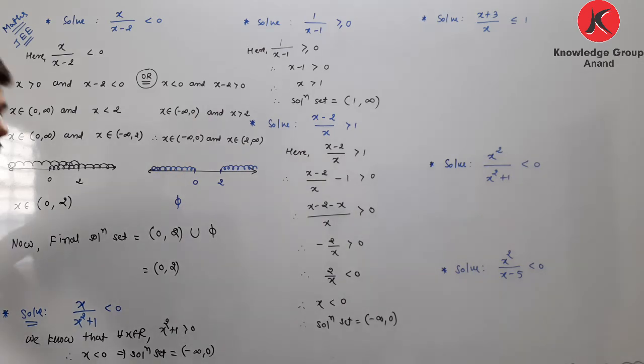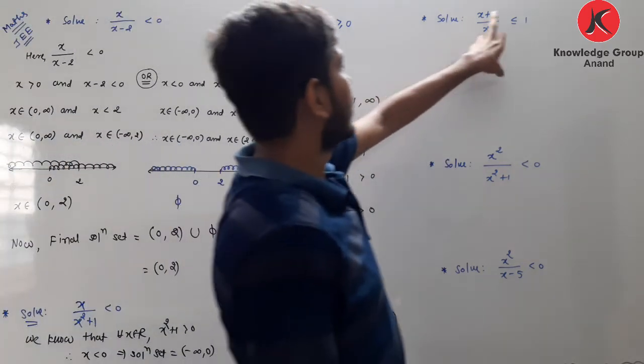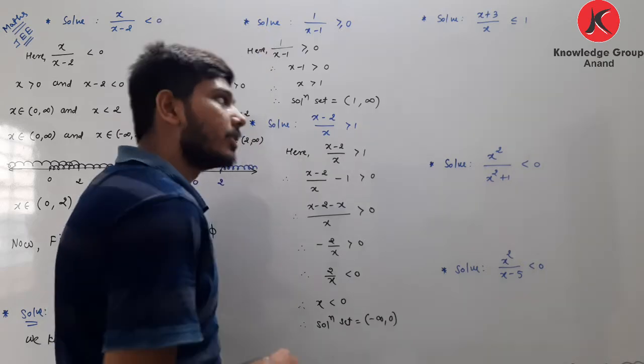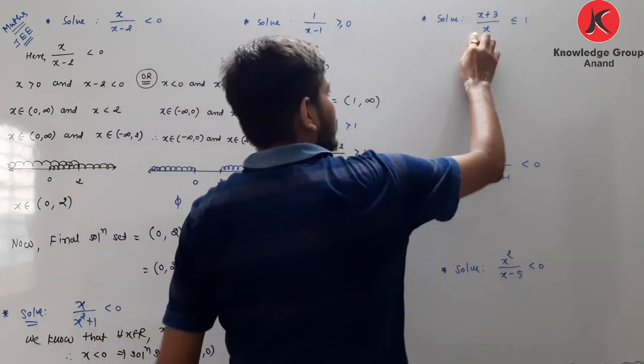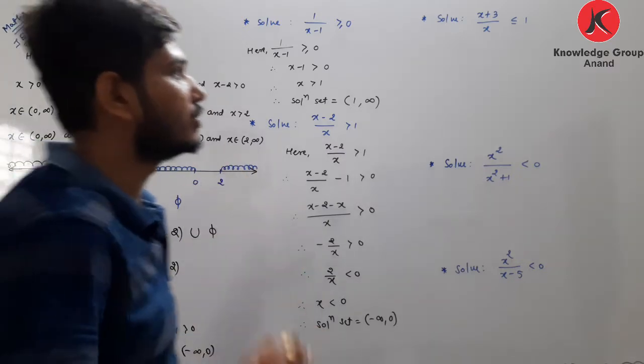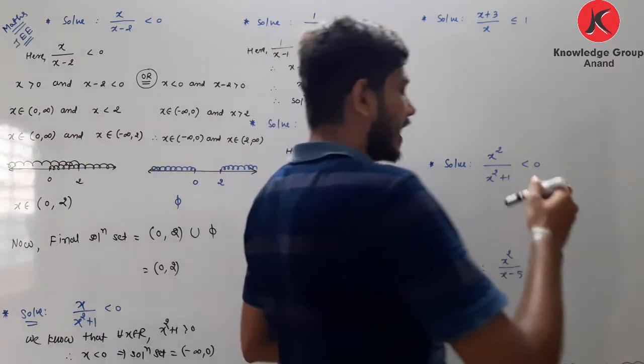નેક્સ્ટ ક્વેશ્ચન, solve x plus 3 divided by x less than or equals to 1. See here, in the denominator there is a variable term, therefore we can't evaluate this inequality directly.